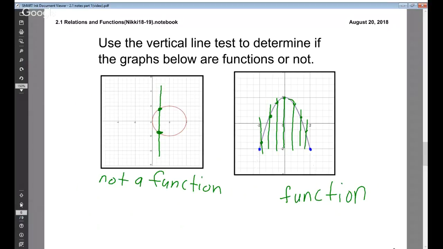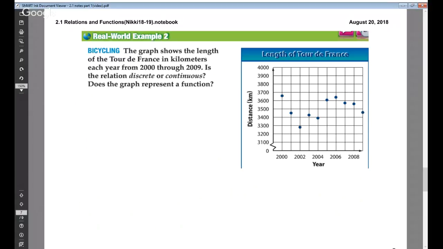All right, so one more example I want to show you real quick. This is just a real world example. Let's say the graph on your right shows the length of the Tour de France in kilometers each year from 2000 to 2009. And we have two questions. First, is the relation discrete or continuous? And then after looking at that, we need to ask ourselves, does this graph represent a function?